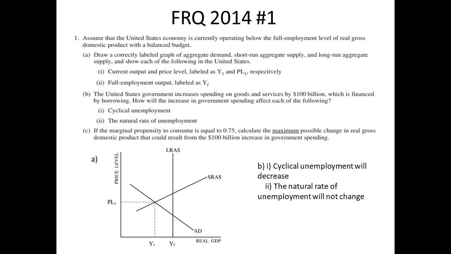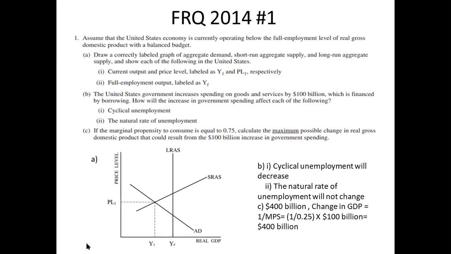All right, and then next up is part C. If the marginal propensity to consume is equal to 0.75, calculate the maximum possible change in real gross domestic product that could result from the $100 billion increase in government spending. What this means is calculate what would happen if the multiplier were to go into effect. Hopefully you remember the money multiplier. So the answer is 400 billion.